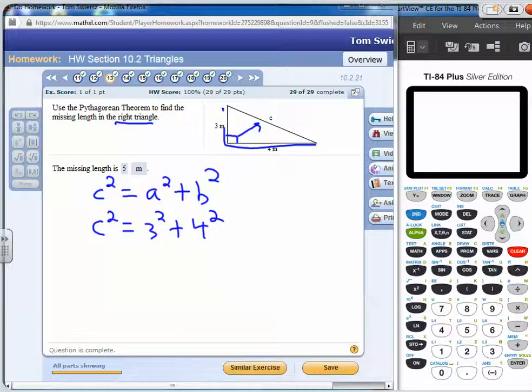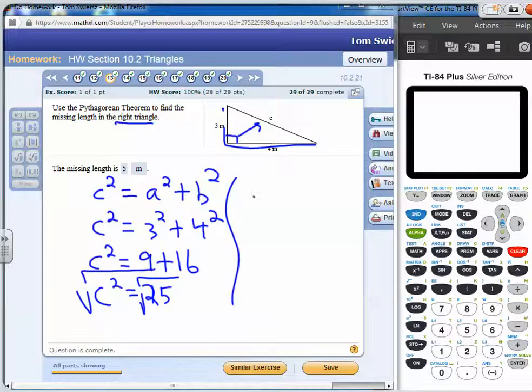So you substitute in the values for the two knowns, and you solve for the unknown. In this case, c squared, you square the numbers. 3 squared is 9, 3 times 3. 4 squared is 16. Add them together, and 9 plus 16 is 25. Take the square root of both sides, and the square root of c squared is just c, which is what we want, and the square root of 25 is a perfect square, which is 5.